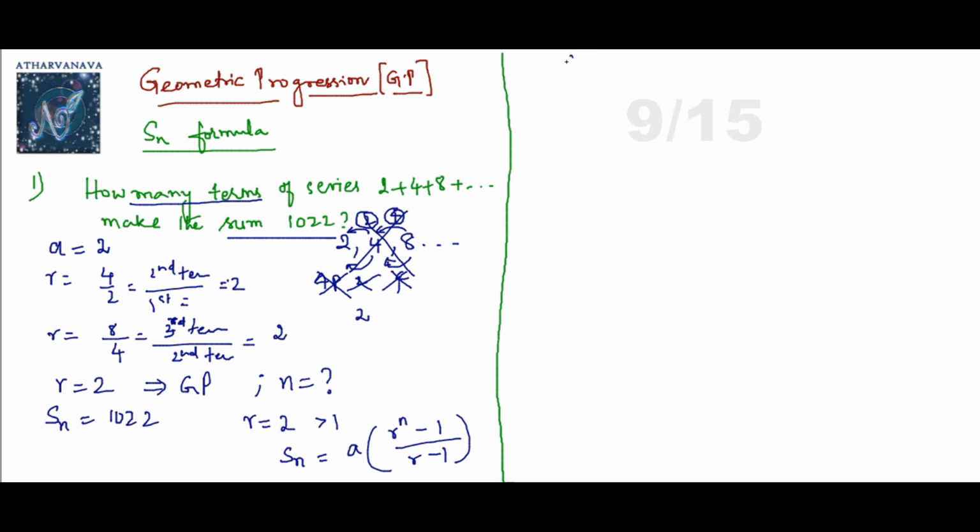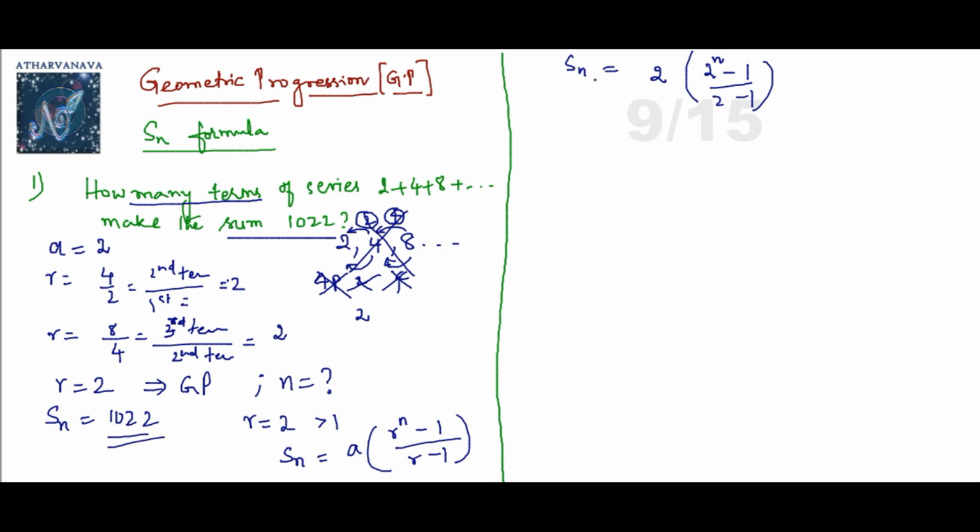Sn is equal to A, whose value we know is 2, into R, which is 2 again, power n minus 1, by 2 minus 1. Remember, in the last class also I mentioned to write first like this and then put the power. Now the Sn value is how much?